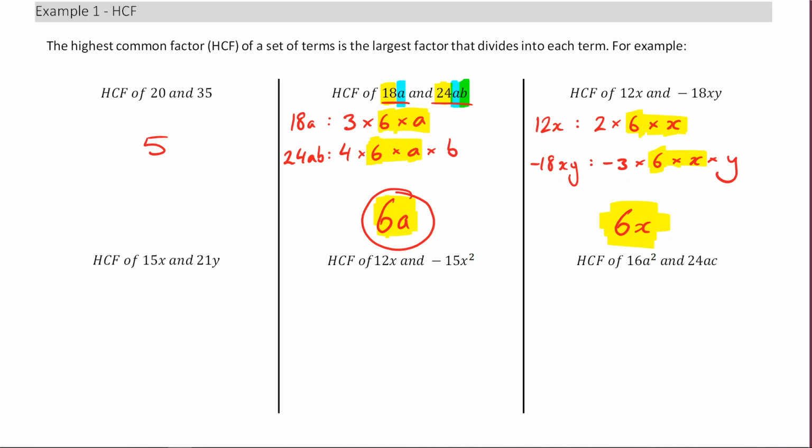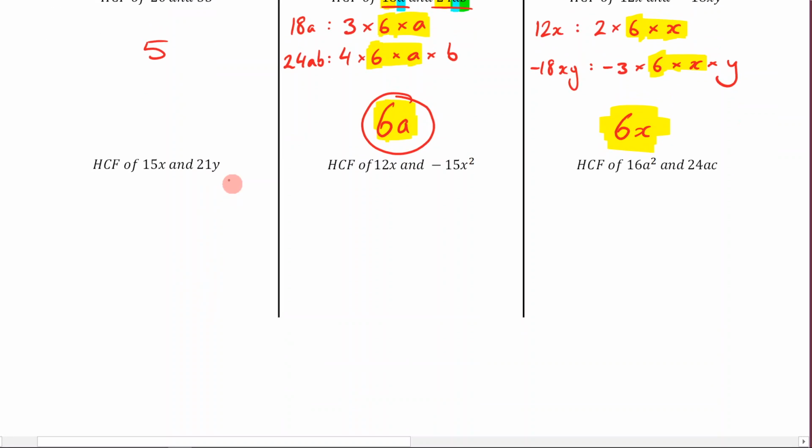Okay, let's now go through the rest of them. Here we have 15x and 21y. The highest common factor there is going to be 3. I can't take out a common pronumeral from them, so we just leave it there.